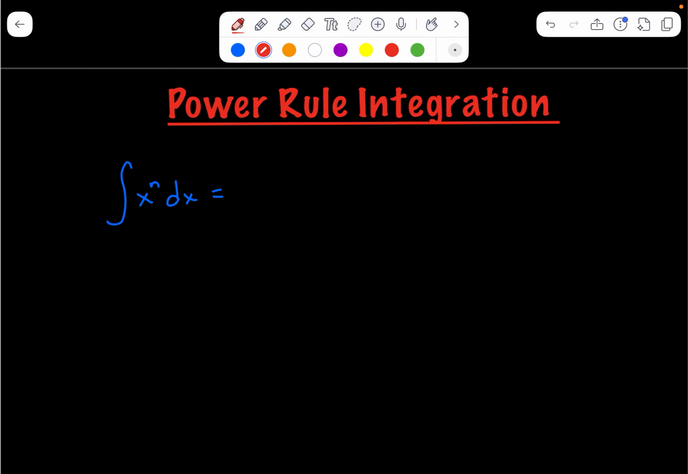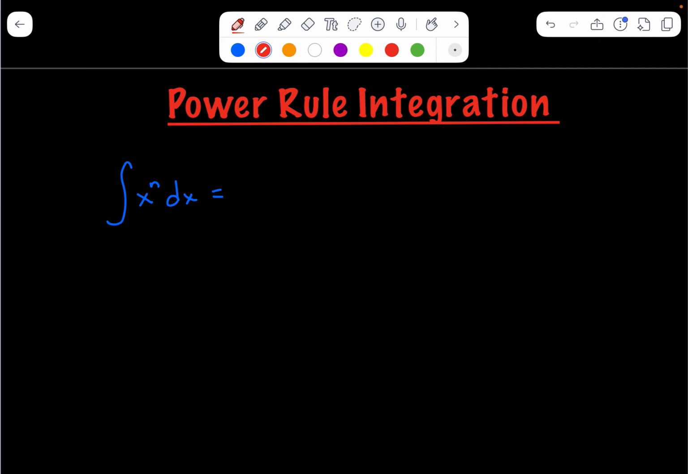Welcome back. Today we're going to talk about the power rule for integration. In this video, I'll show you how to do the power rule, how it works. We'll do some examples, and then I'll show you a situation where you cannot use it as well. So let's go ahead and get into it.